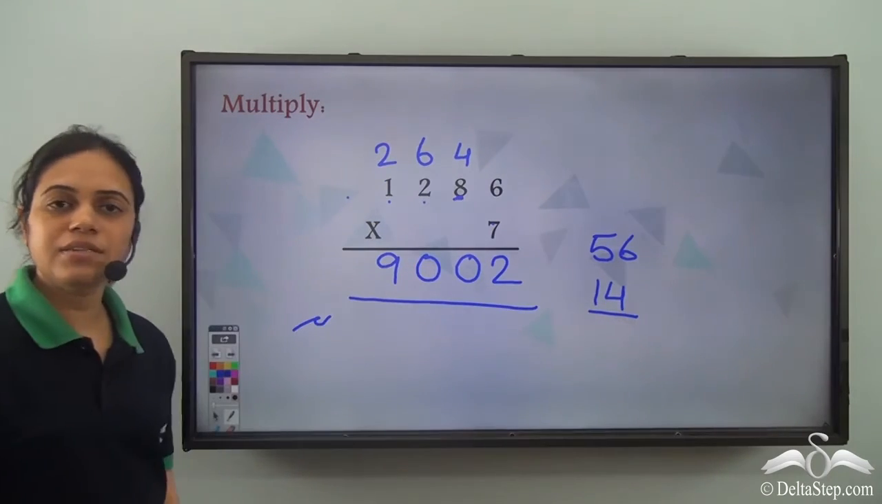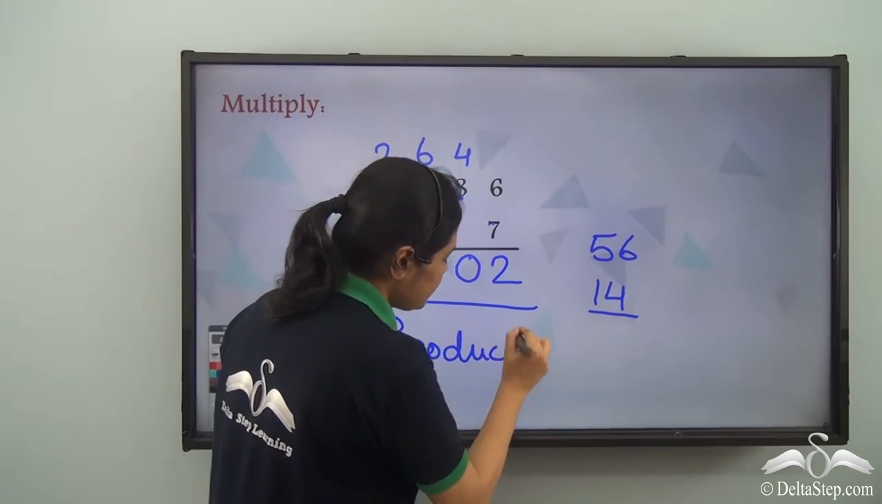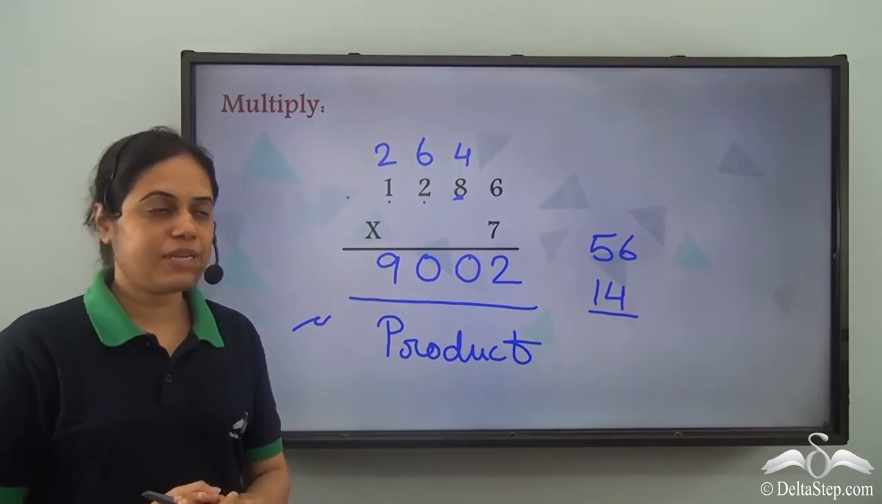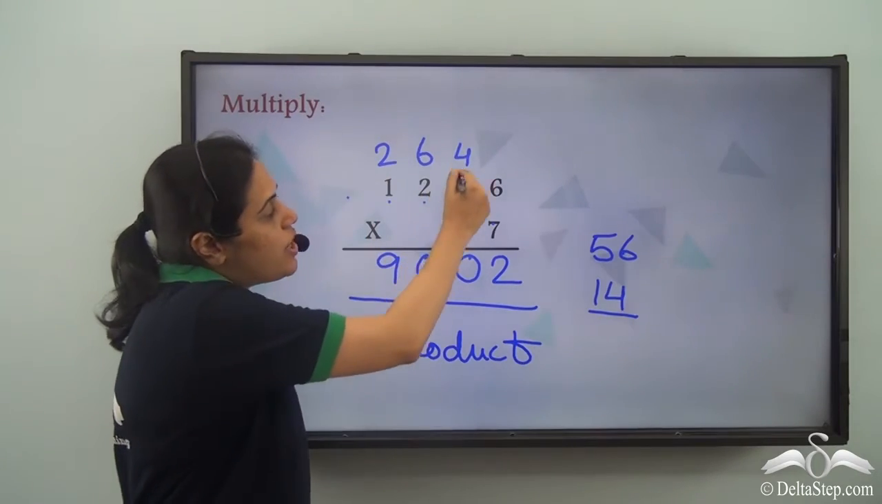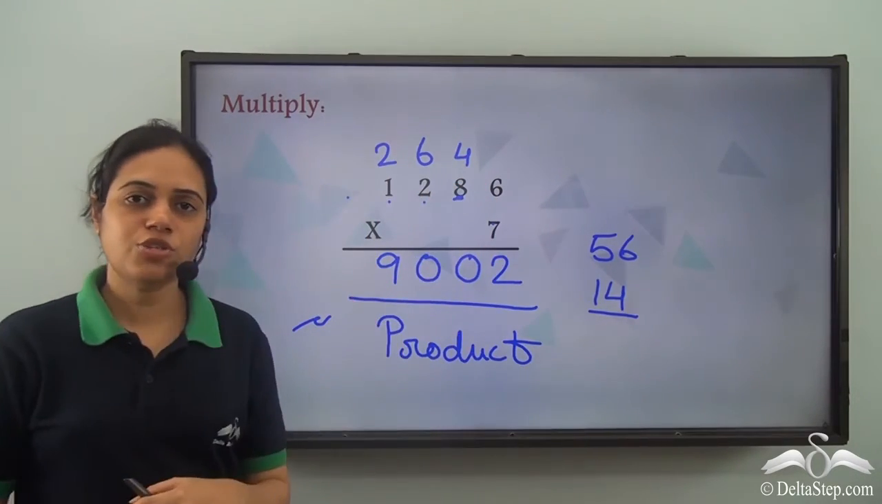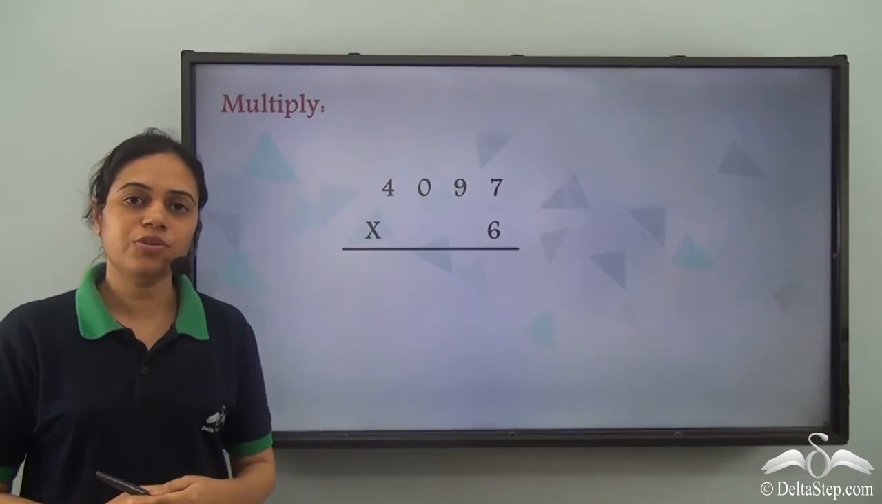So this is the answer or the product. This is the product of this multiplication. So 1286 multiplied by 7 gives me 9002. Now can you multiply these two on your own?